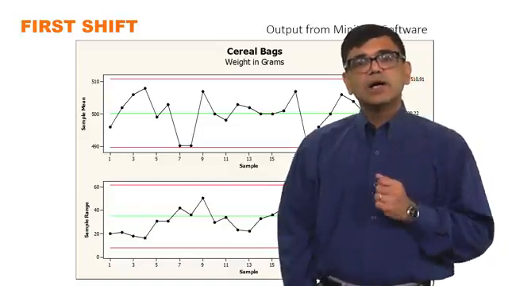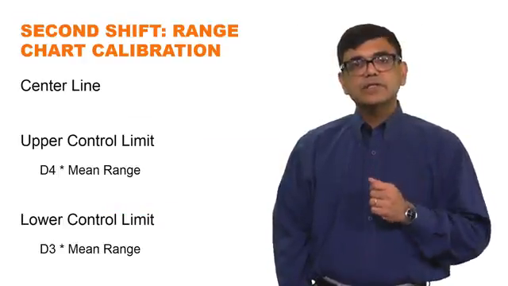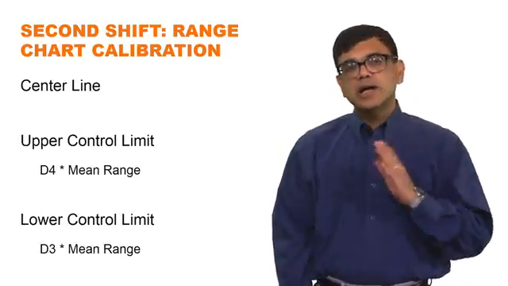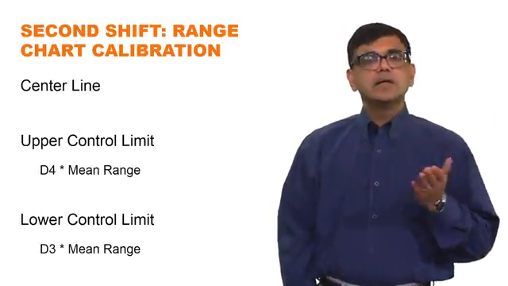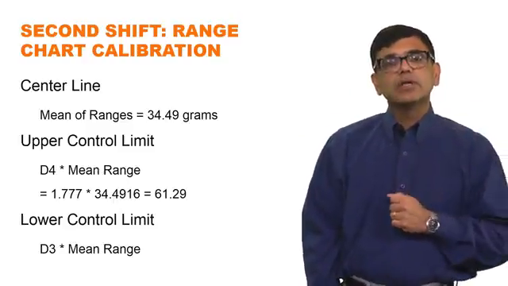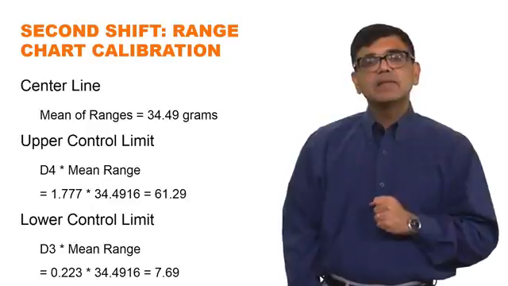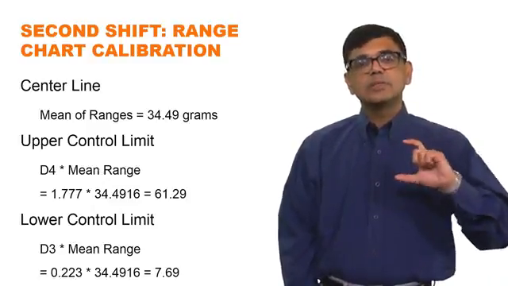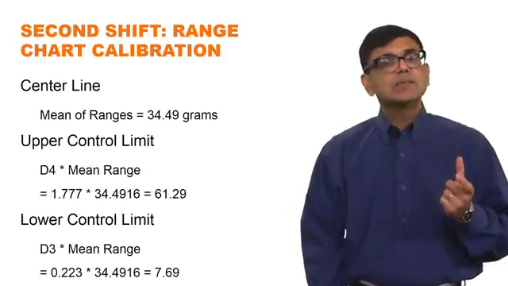All right, now let's take a look at shift 2. So we're looking at the second shift here, and again we start with the range chart. Similar process that we had earlier. We get the center line 34.49, we get the upper control limit of 61.29, and the lower control limit of 7.69. So our control limits are going to be 7.69 and 61.29.